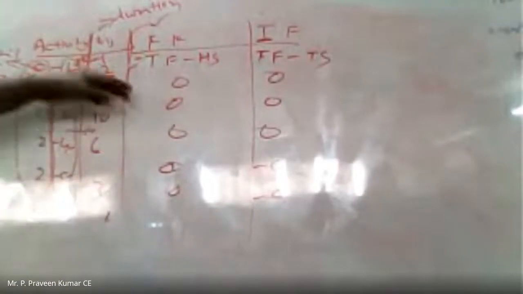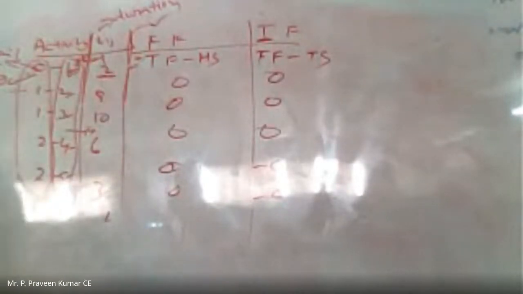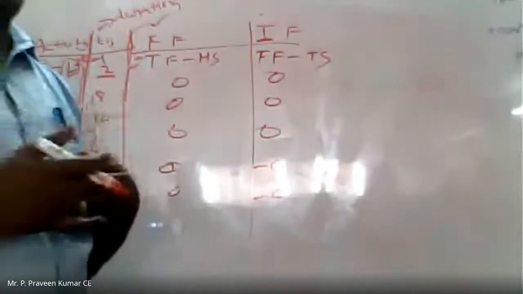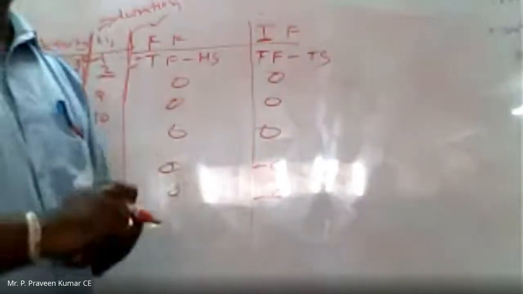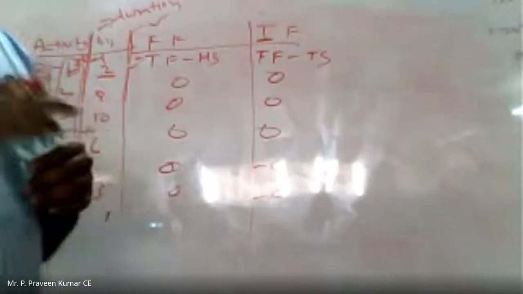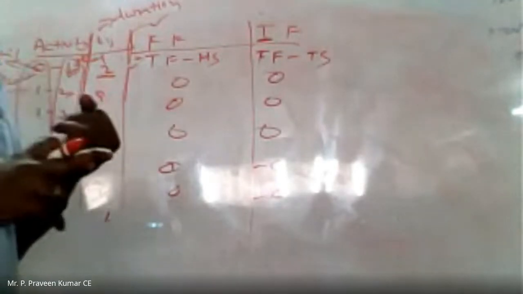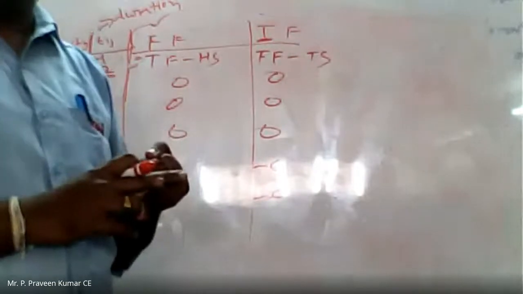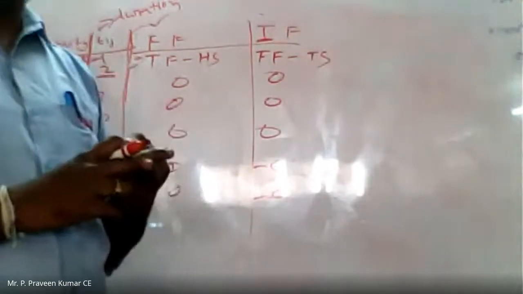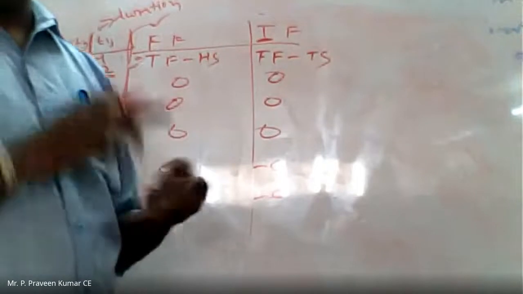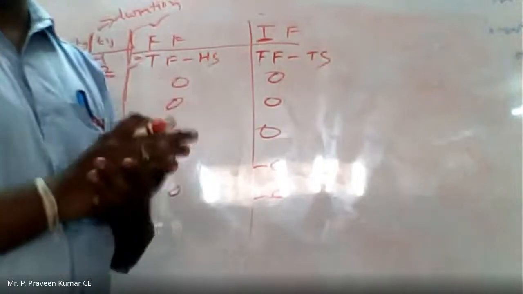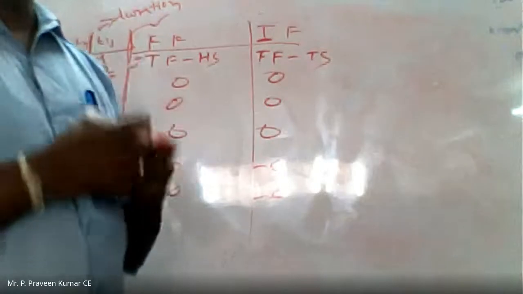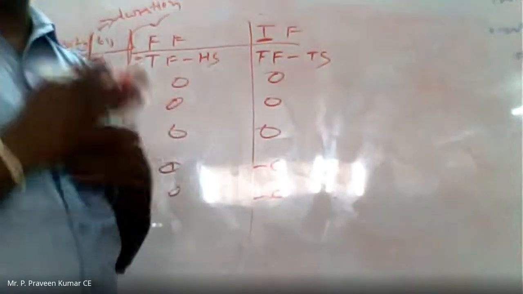So this is the way we calculate the total float, free float, and independent float of the entire project. Using the activities, we have developed the network diagram, we have developed the critical path method, and we have calculated EST, LST, EFT, LFT. We have calculated the head slack, tail slack, as well as the total float, free float, and intermediate or independent float.